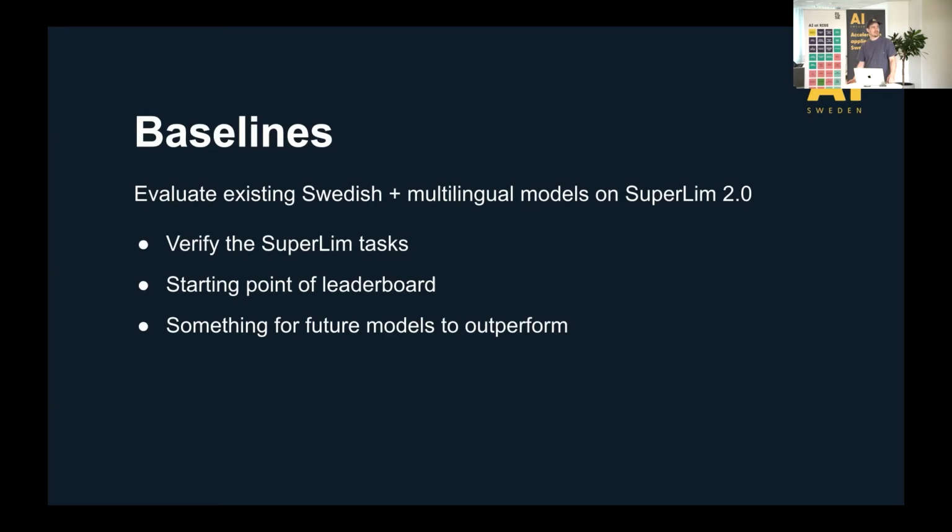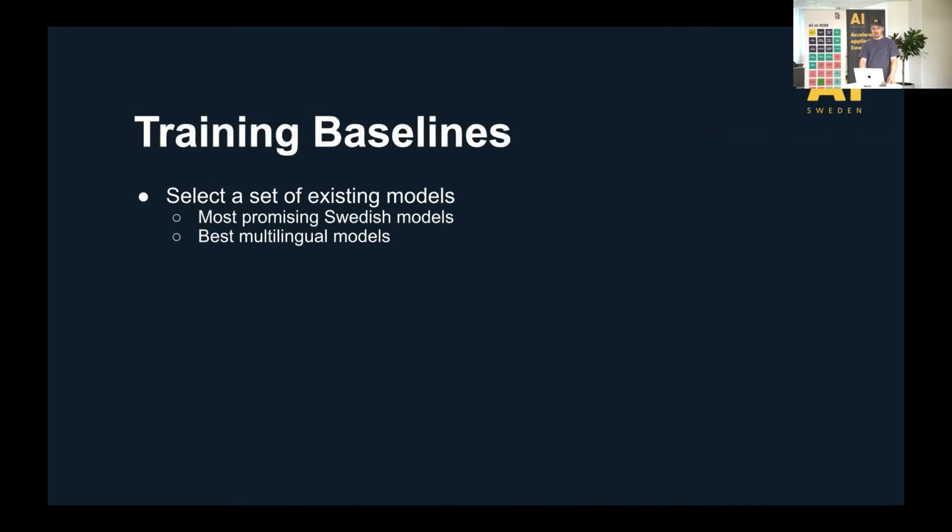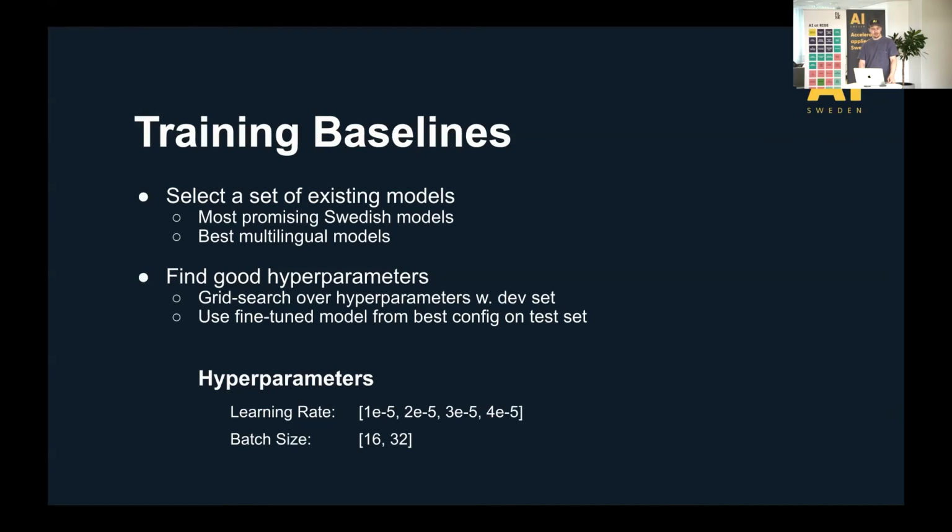So we're not saying this is the best you can get, this is just some common ground you can work with. The first job was to select some existing models. So we took the most promising Swedish models we found and some multilingual models. We also did some tuning of those models, like a small hyperparameter search for the learning rates and batch sizes, just to squeeze out some more performance. Of course, here you can go really deep and run experiments for days if you want something better. We don't have that much time to do that.